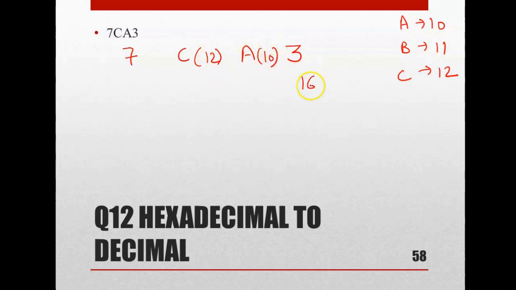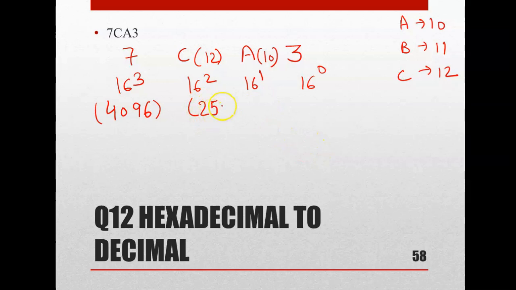Now you will start with the rightmost value and with power 0. So it is 16 to the power 0, 16 to the power 1, 16 to the power 2 and 16 to the power 3. Let me check the value of 16 to the power 3. It is multiplying 16 three times, 16 into 16 into 16. So we are getting 4096. Then 16 to the power 2: 16 into 16 is 256. 16 to the power 1 is 16. And any number with power 0 is 1.